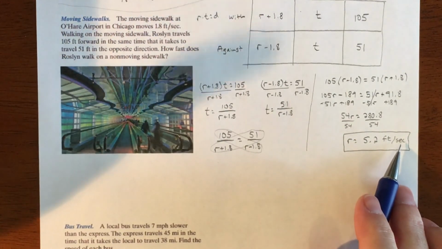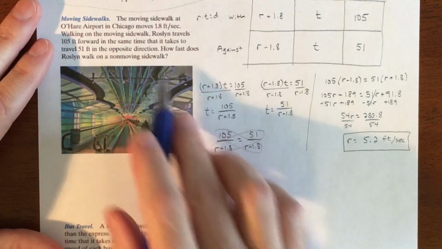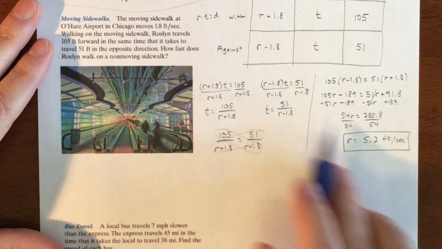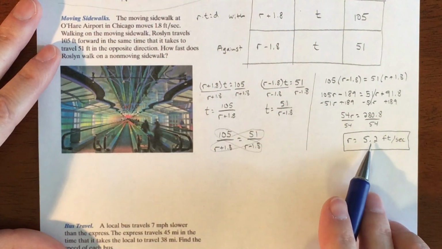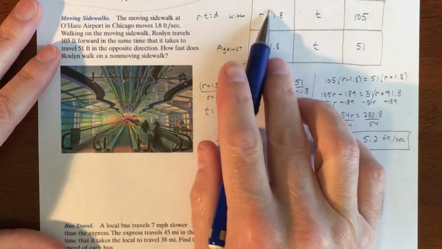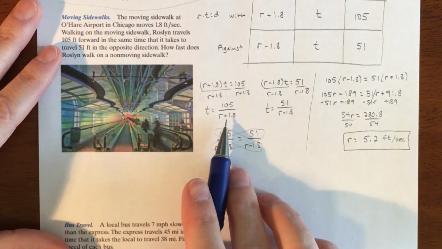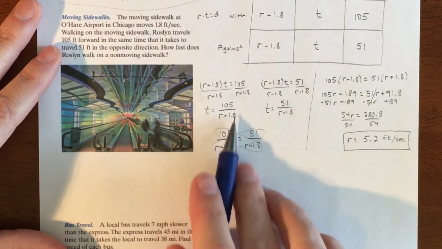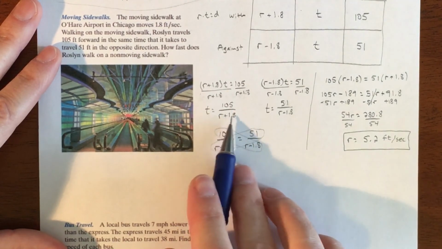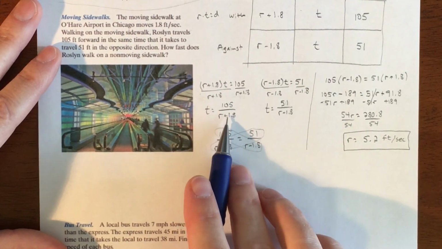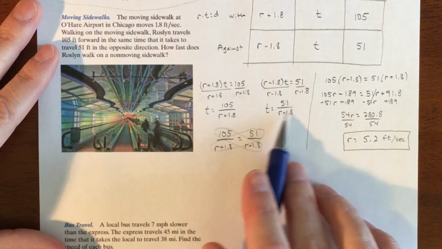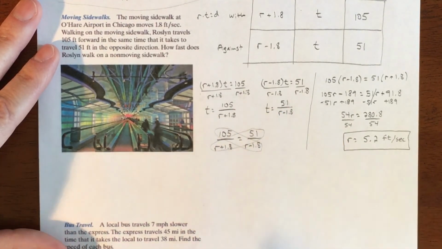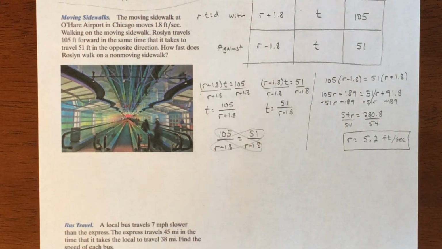If they needed the time, because sometimes they'll ask maybe both of those things, or they actually want to know how much time she spent walking, then I would just take this 5.2 and plug it into one of these, where I would add the denominator together and take 105 divided by whatever you get here, or you take 51 divided by whatever you get when you take 5.2 minus 1.8. All right, so that was solving the second problem, and then we'll do one more.